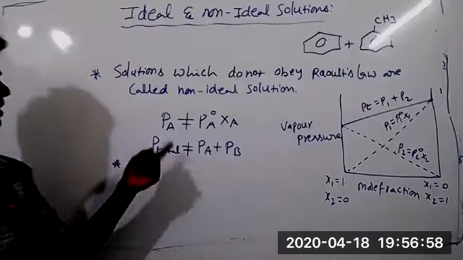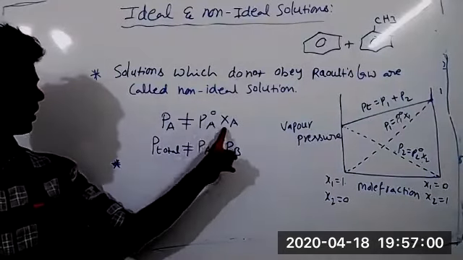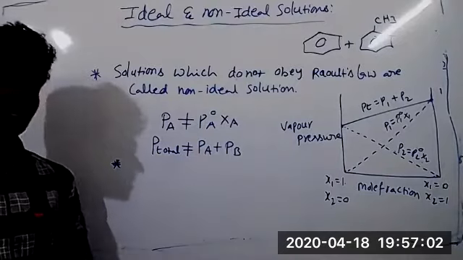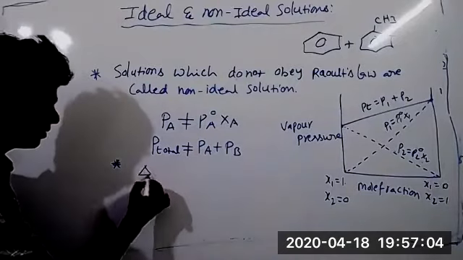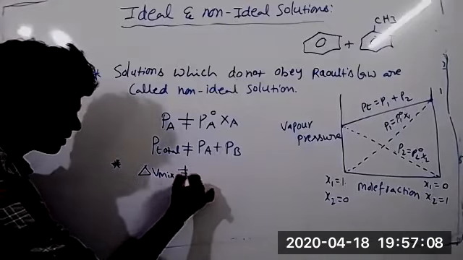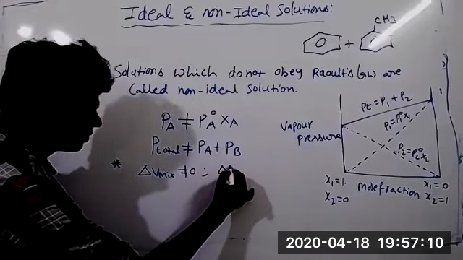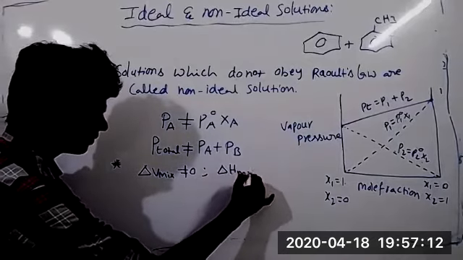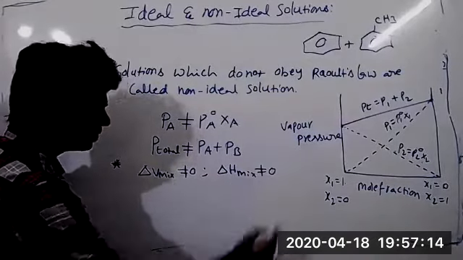See, for non-ideal solution, PA is not equal to PA power 0 times XA, P total is not equal to PA plus PB, and volume of mixing is also not equal to 0. Enthalpy of mixing is also not equal to 0.